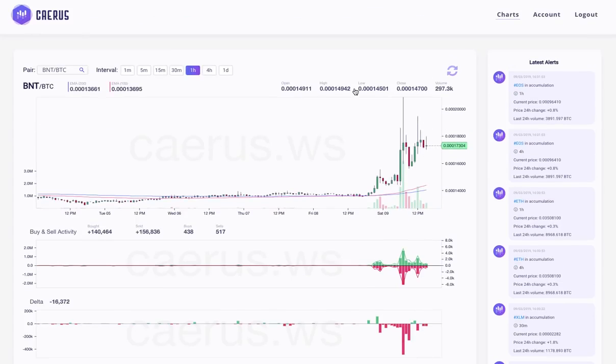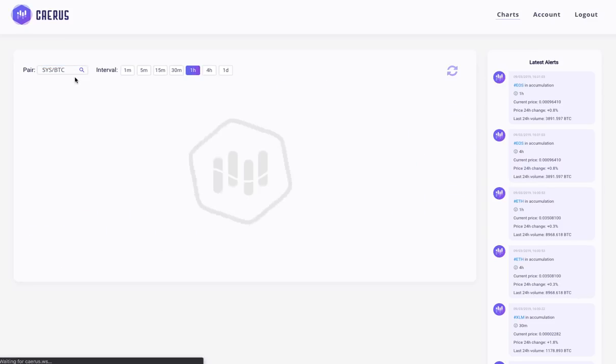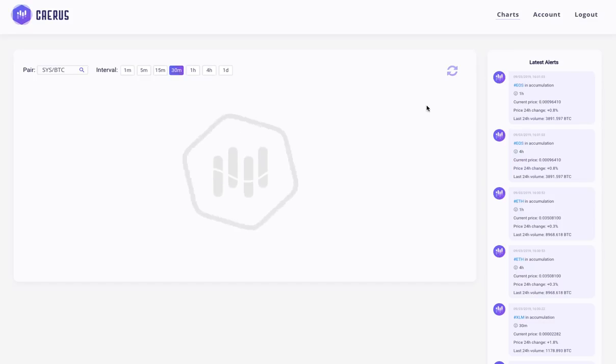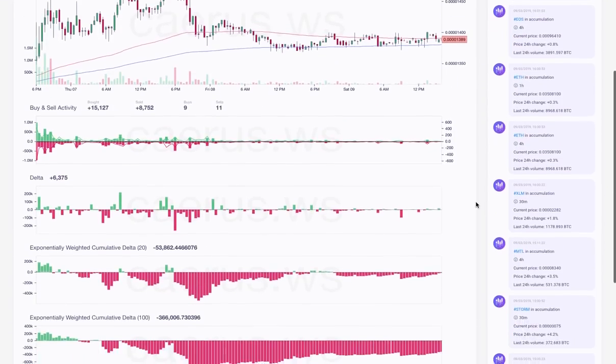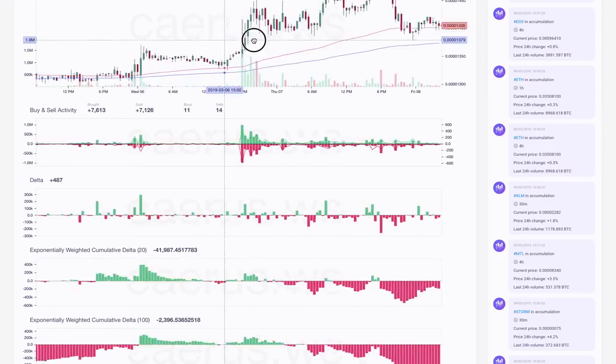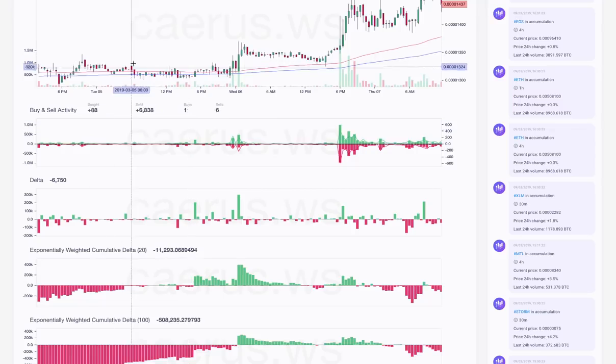So the next coin I'm going to show you is SIS BTC on a 30 minutes interval. What we could see here is a very similar thing. You can see that the price is very stable at a certain level. The delta is all red, and then it suddenly turns green.